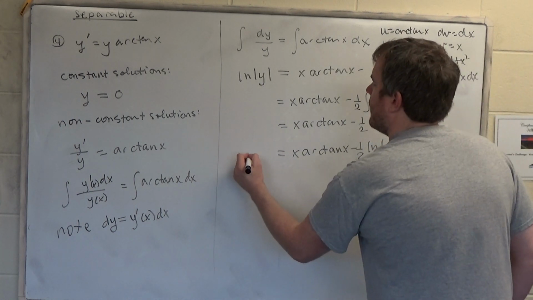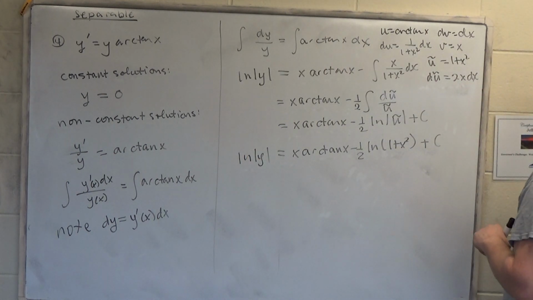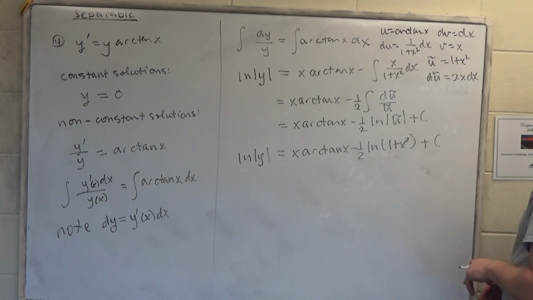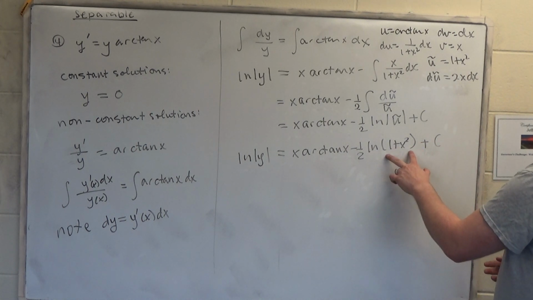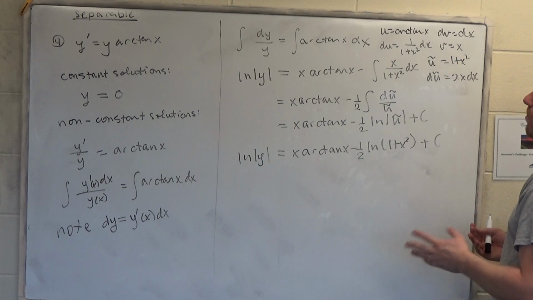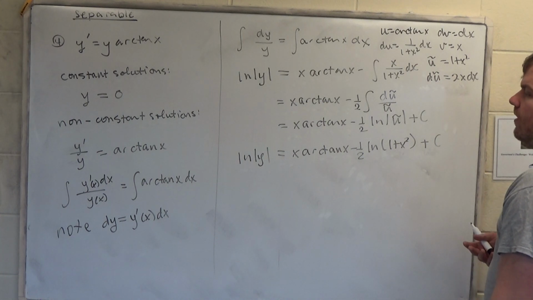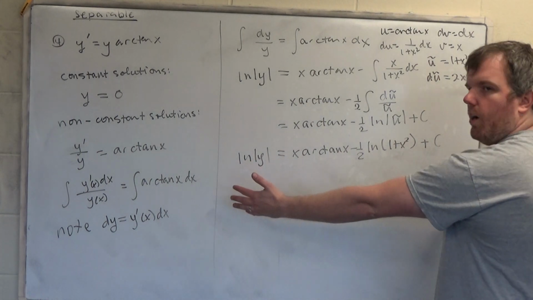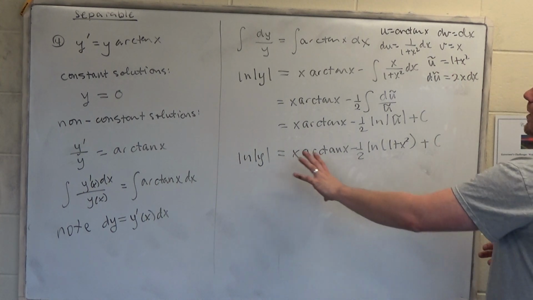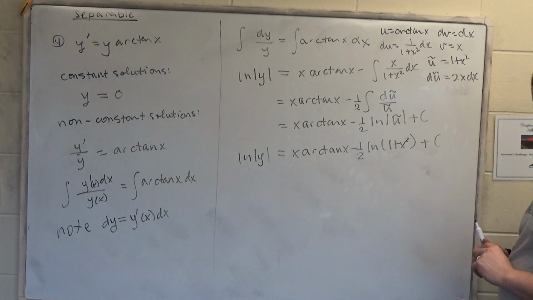So our solution is the natural log of the absolute value of y equals x arctan x minus 1/2 log of 1 plus x squared plus c. You may briefly wonder why I didn't put absolute values around 1 plus x squared. The reason for that is simply that it's always positive. I could try to solve for y here, but it's completely unnecessary. In general, you won't be able to solve for y, so we just leave it as an implicitly defined function.